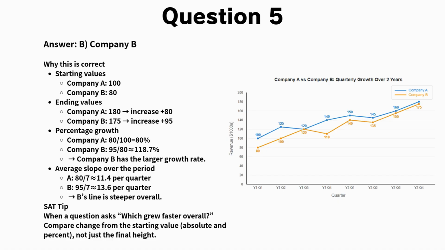Company A starts at 100 and ends at 180. That's an increase of 80. Company B starts at 80 and ends at 175. That's an increase of 95.